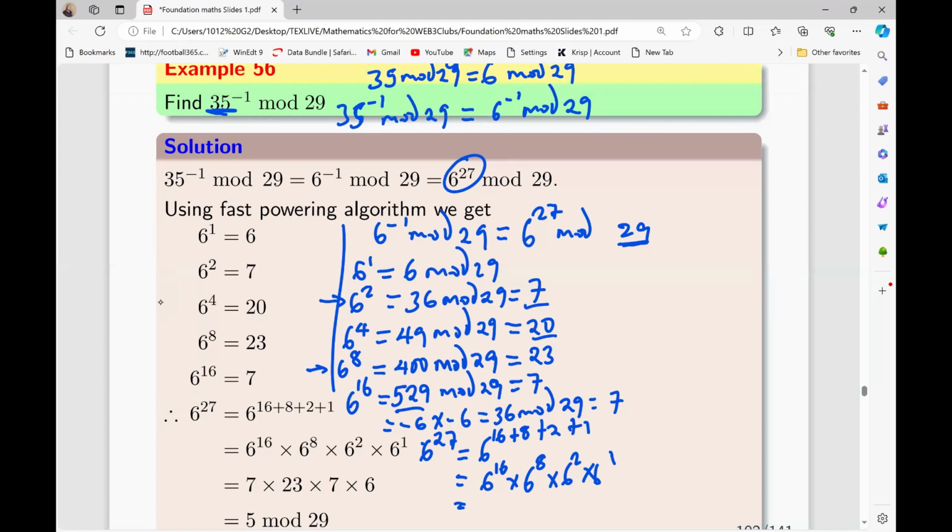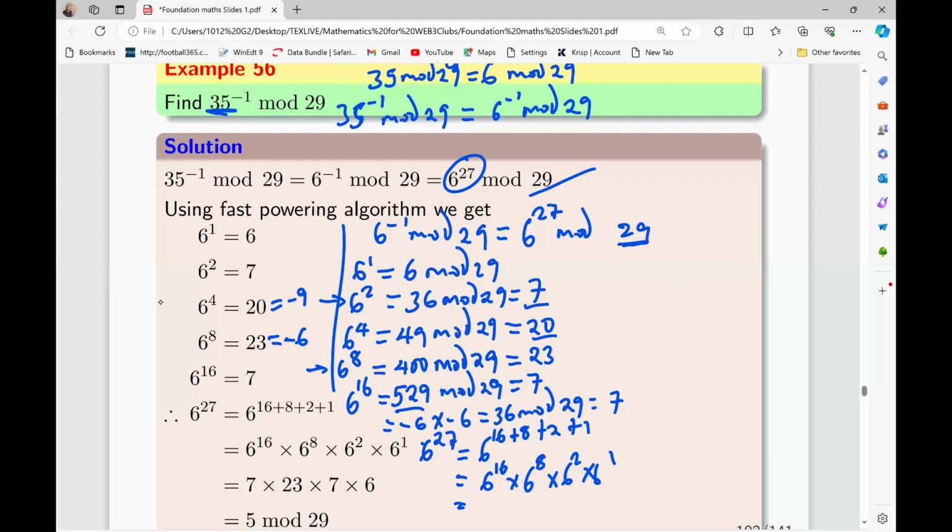In fact, this one, instead of writing 23, since we are doing it mod 29, you can write it as negative 6, so that we are dealing with a smaller number. And even this one is very big, you can write it as negative 9. These bigger numbers you can always reduce.